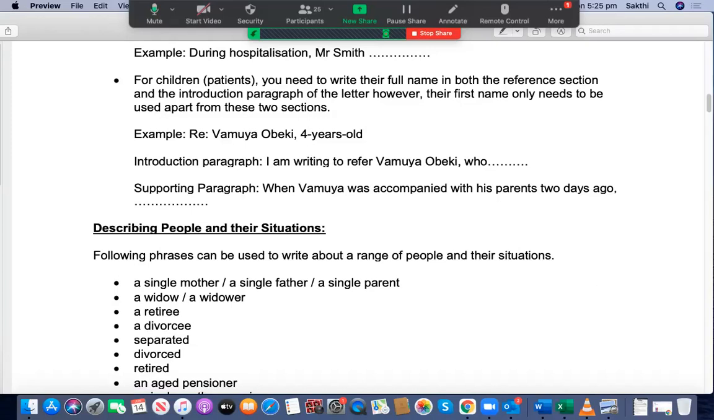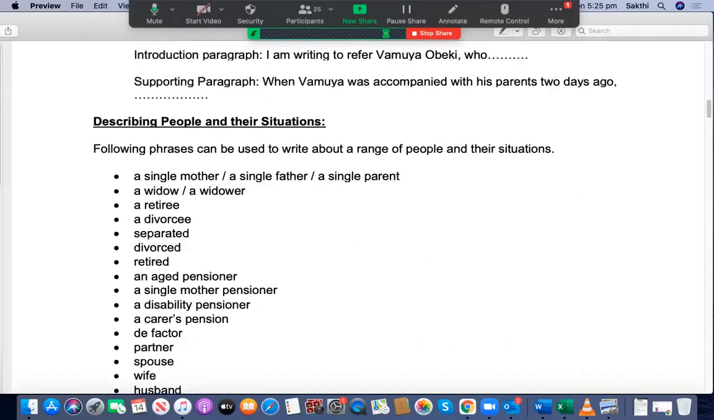That's right, that's correct, yes. But only in the introduction paragraph, not in the supporting paragraphs, not in the remaining paragraphs or the remaining sections of the letter. Okay, I did not update it. That's why, sir. Thank you. That's a recent update anyway. All right, let's go to the next section.